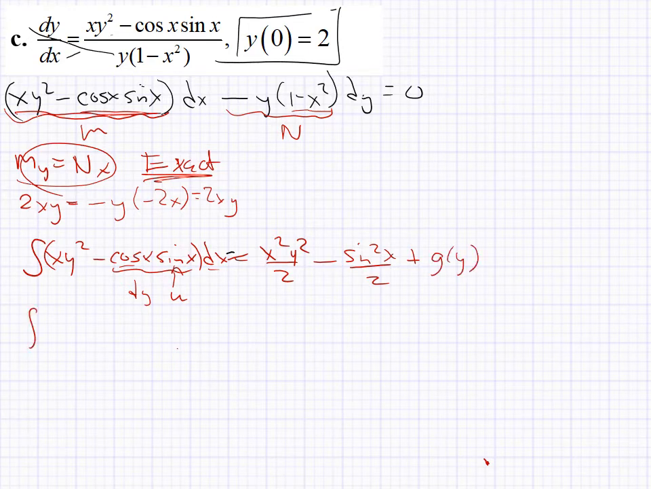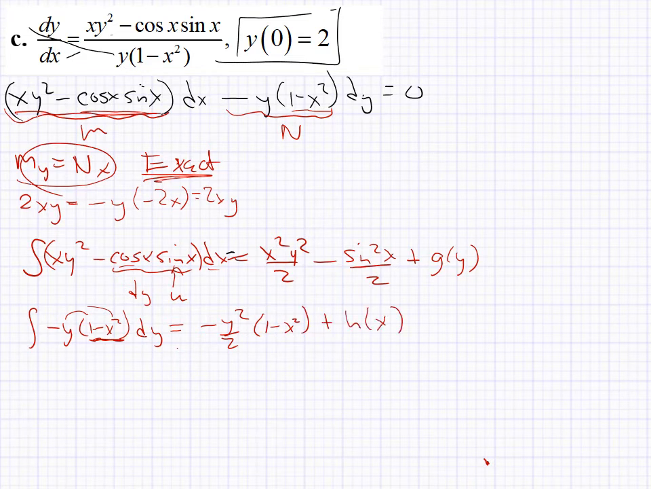And then I'm going to do the same thing with the N, but this time with respect to y. So I have minus y times 1 minus x squared dy. If you want to distribute this in or leave it out, that's up to you. Since we're integrating with respect to y, this whole thing is just one giant constant. So the integral of y would be y squared over 2. So minus y squared over 2 times this constant multiple, plus this function that is my constant, which could have x's in it, so it's a function of x.